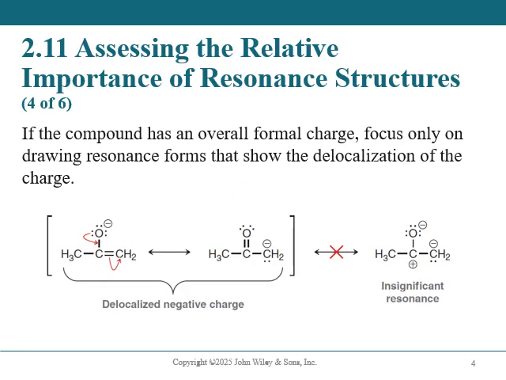If the compound has an overall formal charge, then we focus only on drawing resonance forms that show the delocalization of that charge. So basically how it moves throughout the structure to give us that hybrid. Here, for instance, we have all these charges spread out. This doesn't really make sense. I wouldn't expect this to show up in any experiment, any scenario, simply because of the way the charges are distributed.